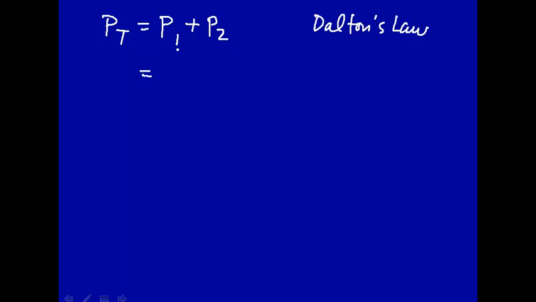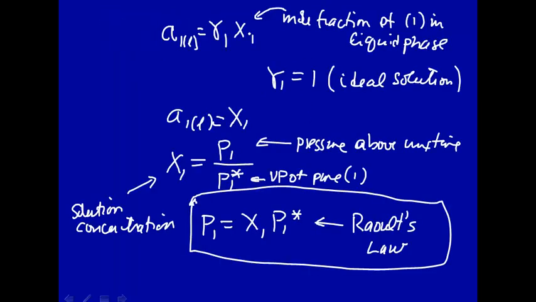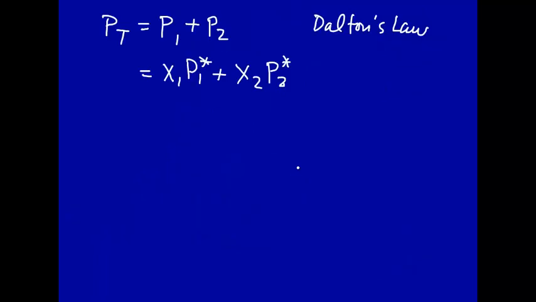So we know that the partial pressure of component 1 is the mole fraction times the vapor pressure of pure component 1. And you could just go through the same derivation and substitute 2 for 1, and you get this: the mole fraction of 2 times the vapor pressure of pure 2. So anything we did here for 1, just change it to a 2 and you'll get the exact same thing.